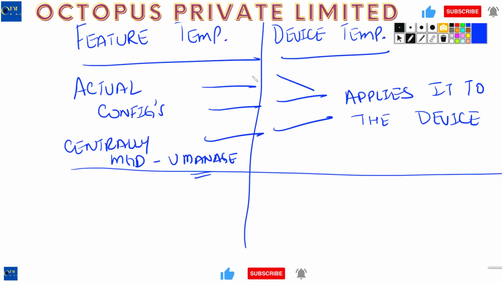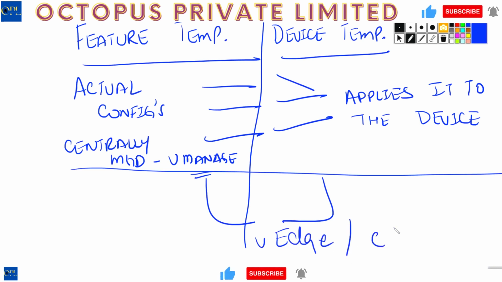All right. So again, two types: you have device and you have feature. These templates that you create are specific to a type of device. So you'll have a separate template for a vEdge and a separate template for a cEdge, for example. So you cannot use the same template on different types of devices.